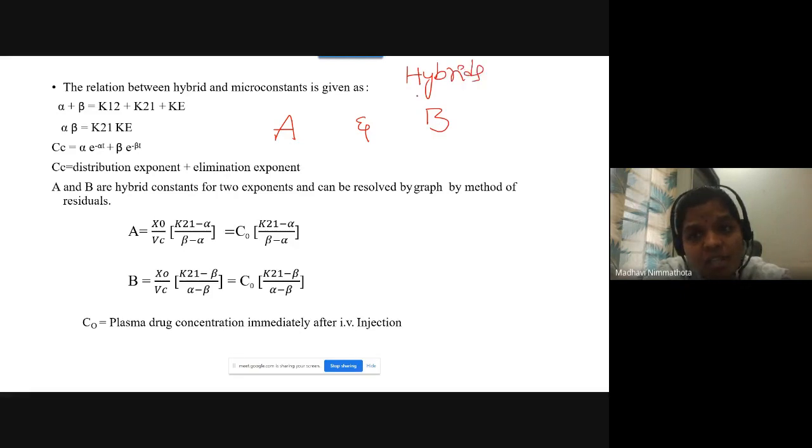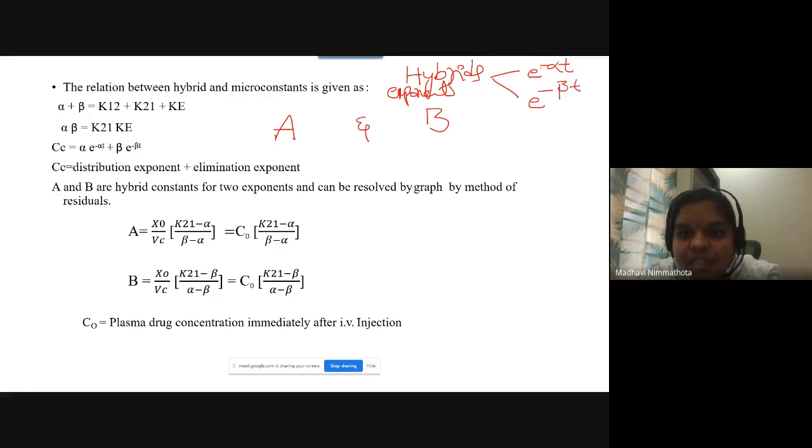Which hybrids are these two? Exponential forms. These two are exponent hybrids. I already told you many times while discussing this two compartment open model, here we need to get two disposition processes, those are distribution and elimination. So for that reason we get two exponential forms for these disposition processes. What are the two exponentials here? e to the power of minus alpha t and e to the power of minus beta t.